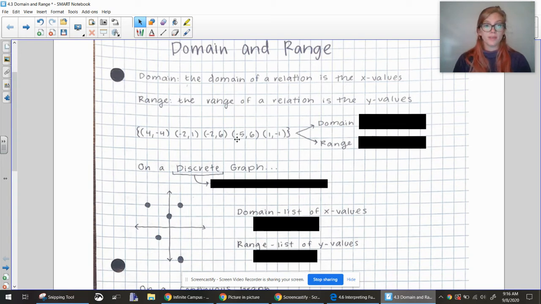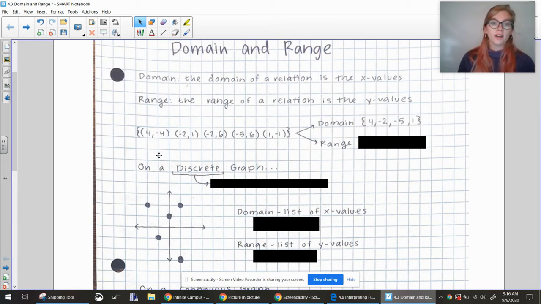So here's a relation. We have (4, -4), (-2, 1), (-2, 6), (-5, 6), and (1, -1). If I want to identify the domain and range from a set of points, I'm going to list all the x values with no repeats. So even though there's two -2's, I'm only going to list them once. And I'm going to list all the y values with no repeats. So even though there's two 6's, I will only list them once. So my domain values here are 4, -2, another -2, but we only list it once, -5, and 1. And my range values are -4, 1, 6, and -1.